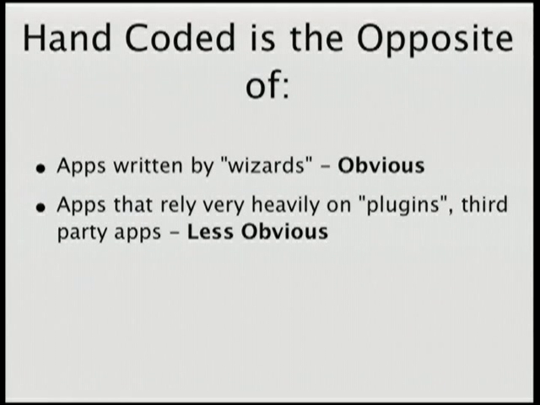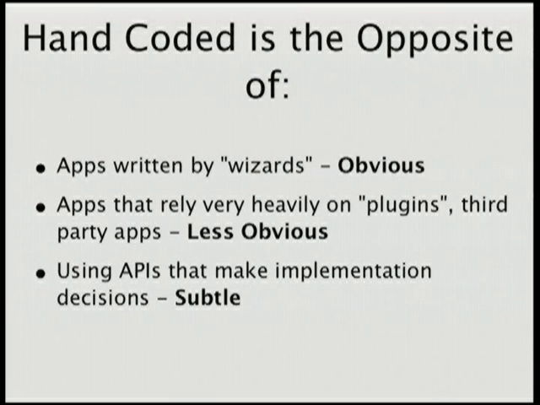You're kind of letting third parties design what you're doing, which is not a bad thing, but you should just know that that's what you're doing. It's not the only approach you could be taking. And then using APIs that make implementation decisions, which is more subtle, and that falls into the realm of trade-offs.